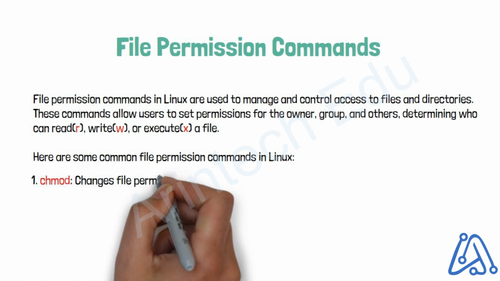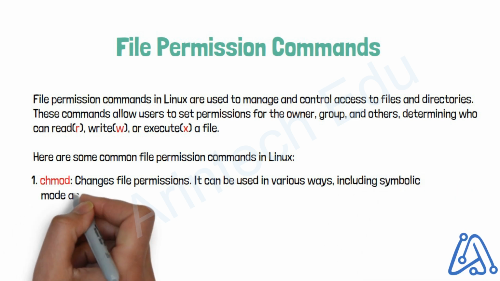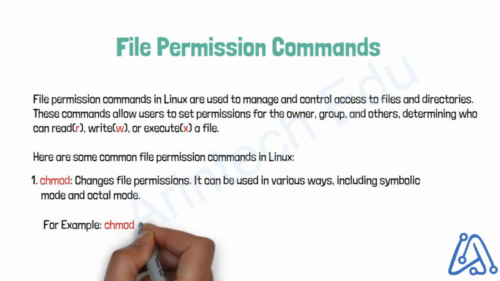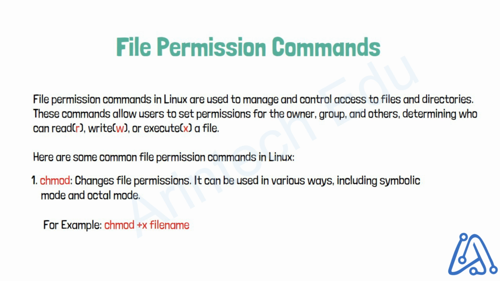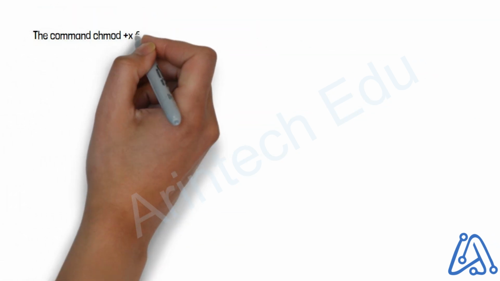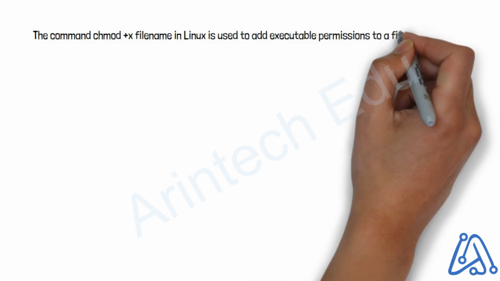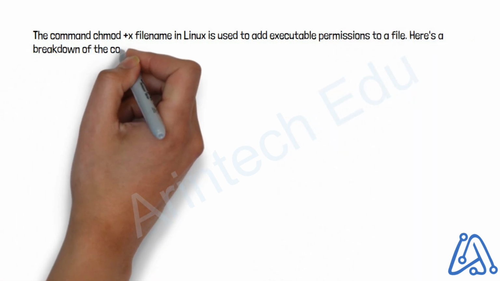1. chmod changes file permissions. It can be used in various ways, including symbolic mode and octal mode. For example, chmod +x filename. The command chmod +x filename in Linux is used to add executable permissions to a file.